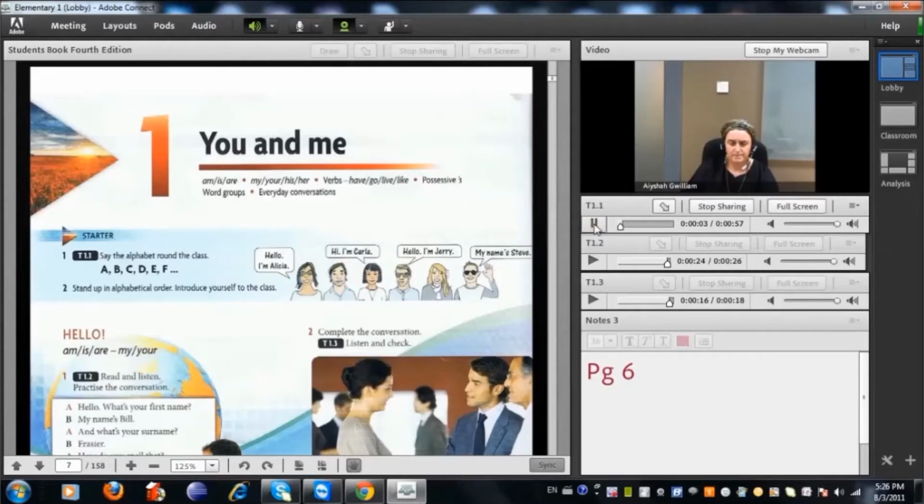Tape script 1.1. The alphabet. A, B, C, D, E, F, G, H, I, J, K, L, M, N, O, P, Q, R, S, T, U, V, W, X, Y, Z.